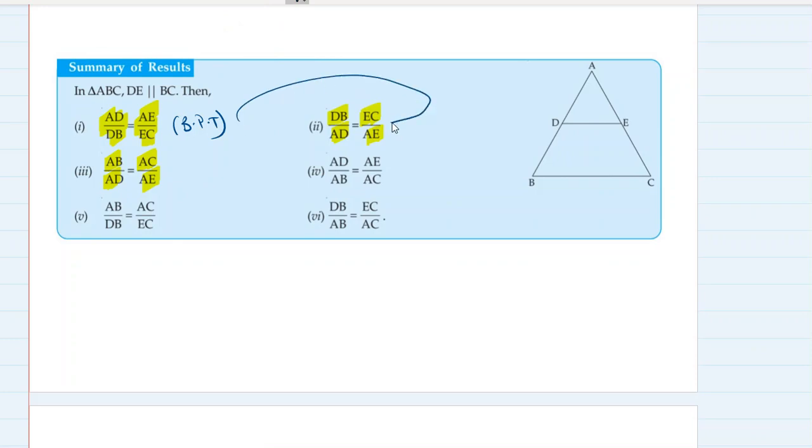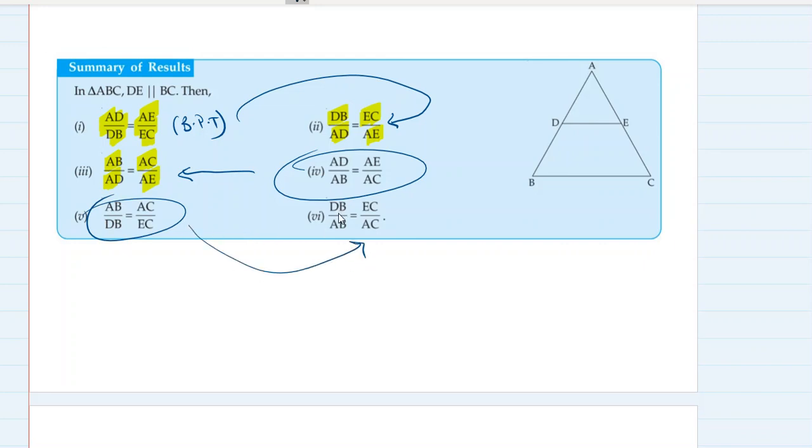If you reciprocal BPT, you get this. After that they have written AB upon AD. What we had proved was AD upon AB, which is over here, is equal to AE upon AC. This is the reciprocal of that result. No problem. Then they have got AB upon DB is equal to AC upon EC. This is the first result which we proved, and this is the reciprocal of that result. DB upon AB is equal to EC upon AC.